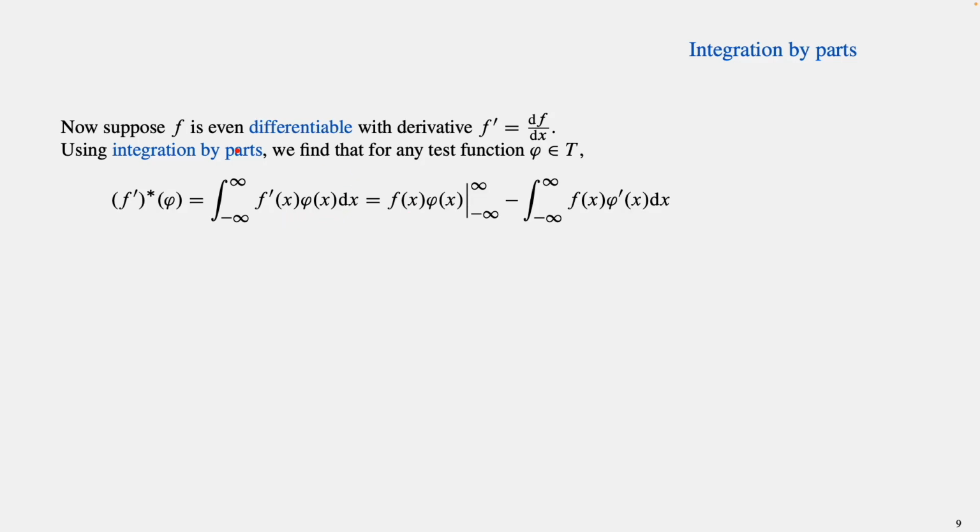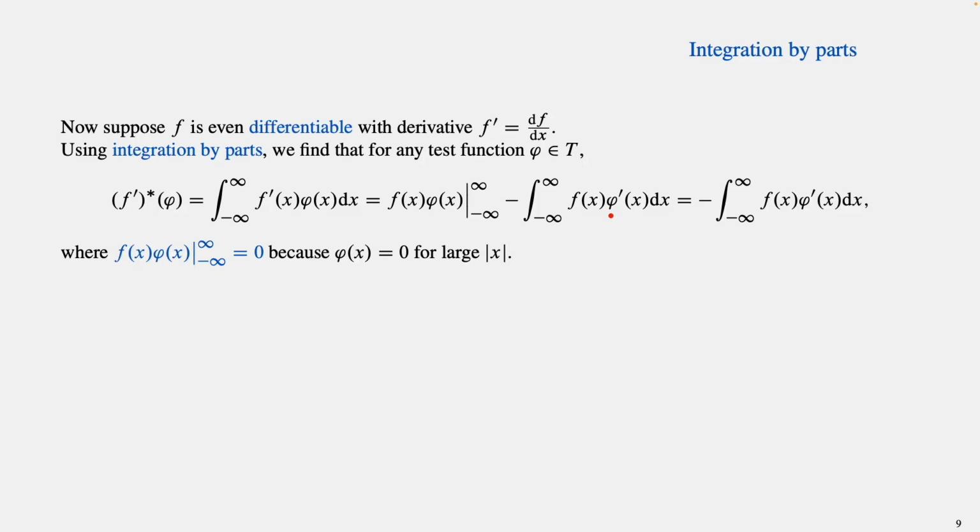And integration by parts applied to this integral gives us that this is f of x times phi of x taken with the limits plus infinity and minus infinity, minus, now the derivative switches from f to phi, so minus the integral from minus infinity to plus infinity of f of x times phi prime of x dx. And notice phi prime exists always because we assumed our test functions to be infinitely differentiable. But this here is merely this second term here.